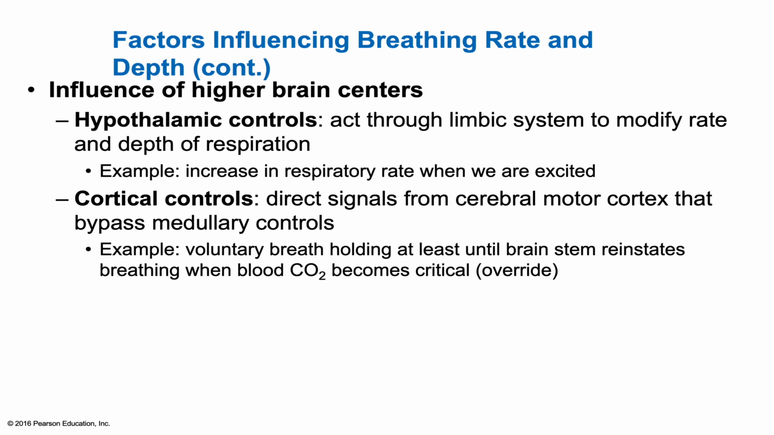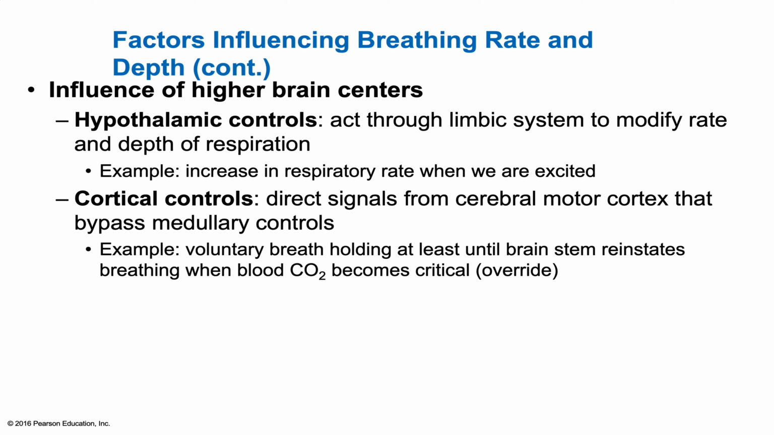Through the hypothalamus and the rest of the limbic system, strong emotions and pain send signals to the respiratory center, which modify the respiratory rate and depth. For example, increased respiratory rate occurs when we are excited, or when you get in a cold swimming pool, or you jump into the sea, which is cold, and you gasp.